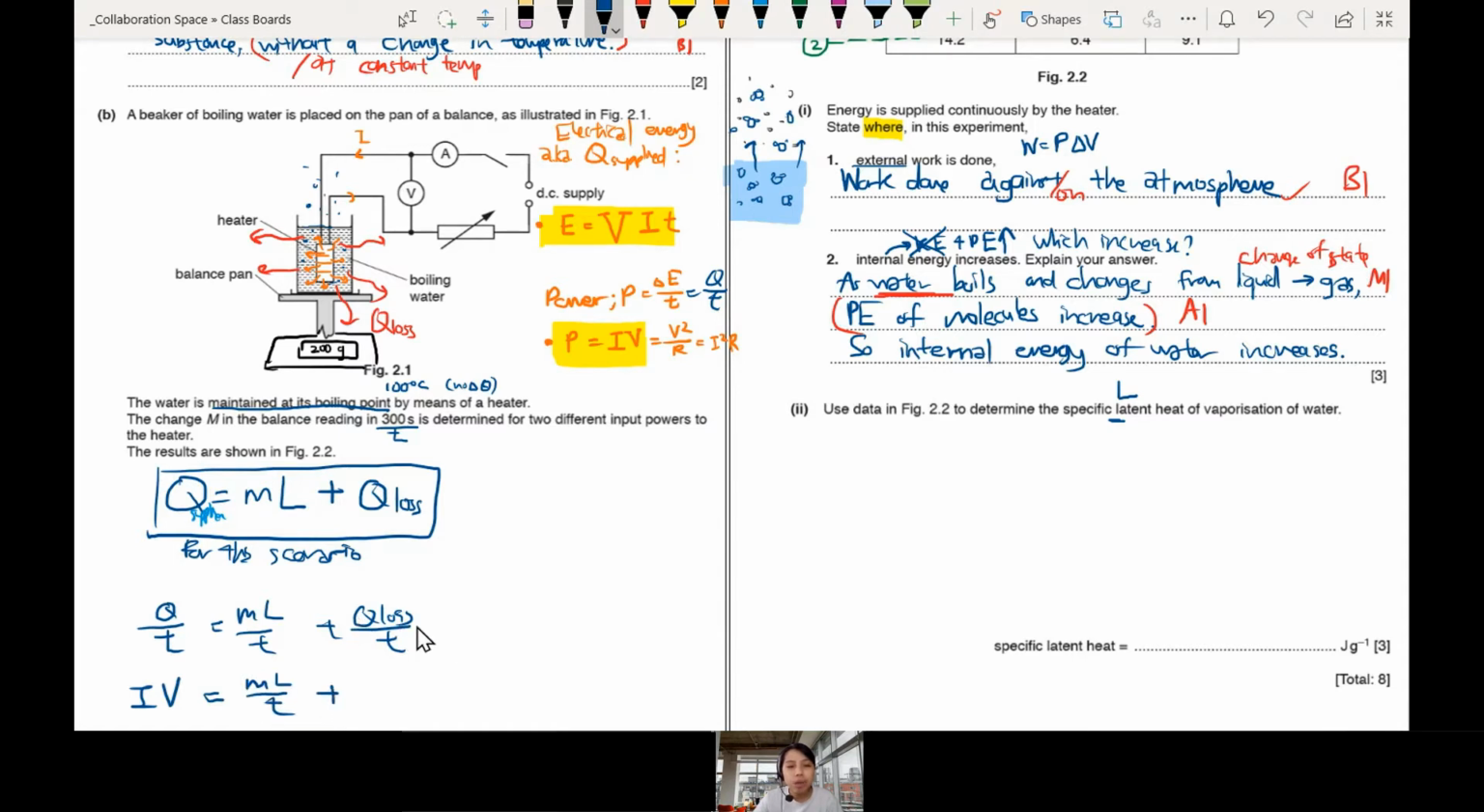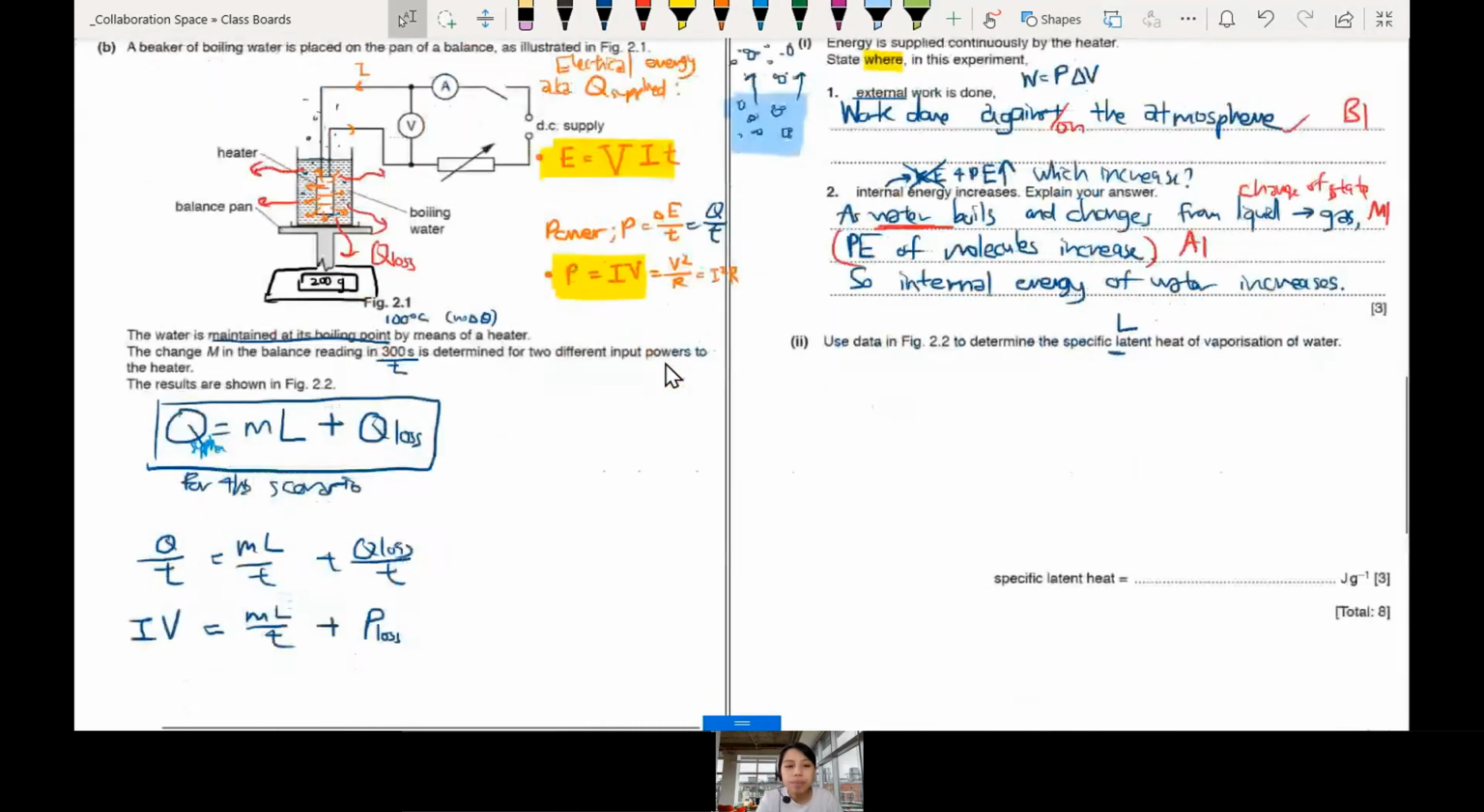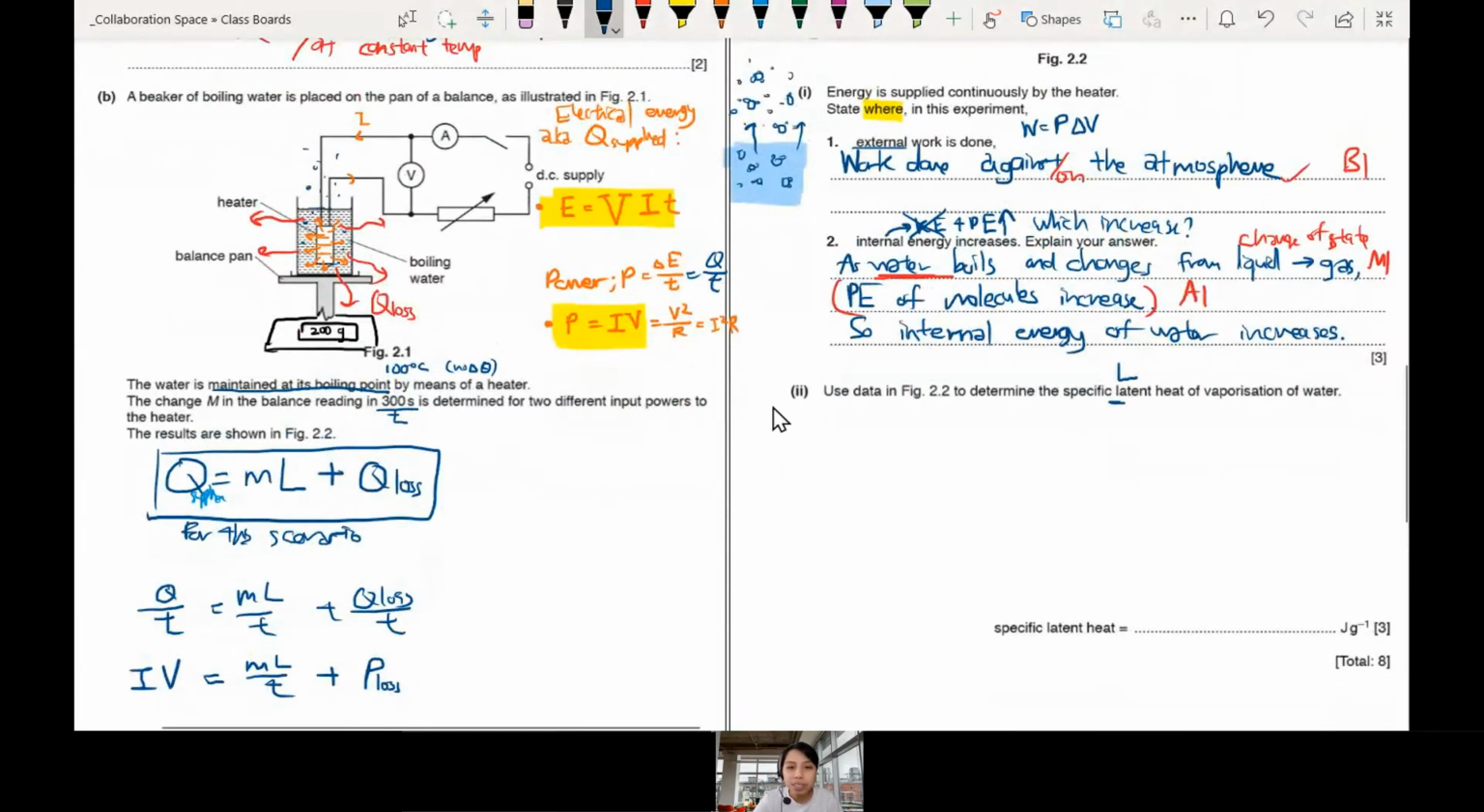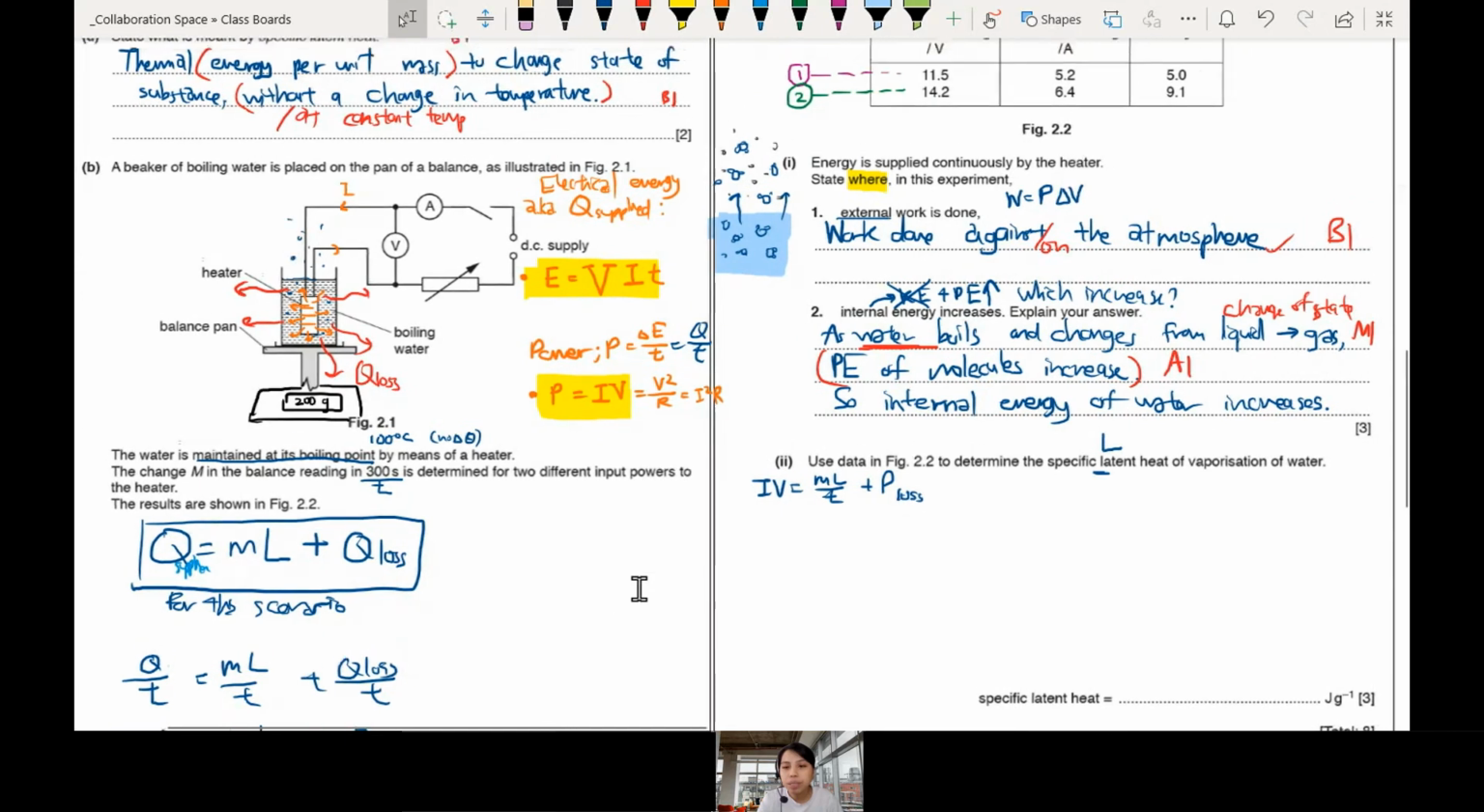And then there is Q loss over t. This will just be called power loss, the rate of energy loss. Power is rate of energy, energy per time. So this is what I'm going to use in my equation here to calculate. Now we try plugging in the values. So the very first one, I'm going to rewrite that here because if not I cannot see it. IV equals ML over t plus power loss. IV is power of heater. Okay, let's come over here now.